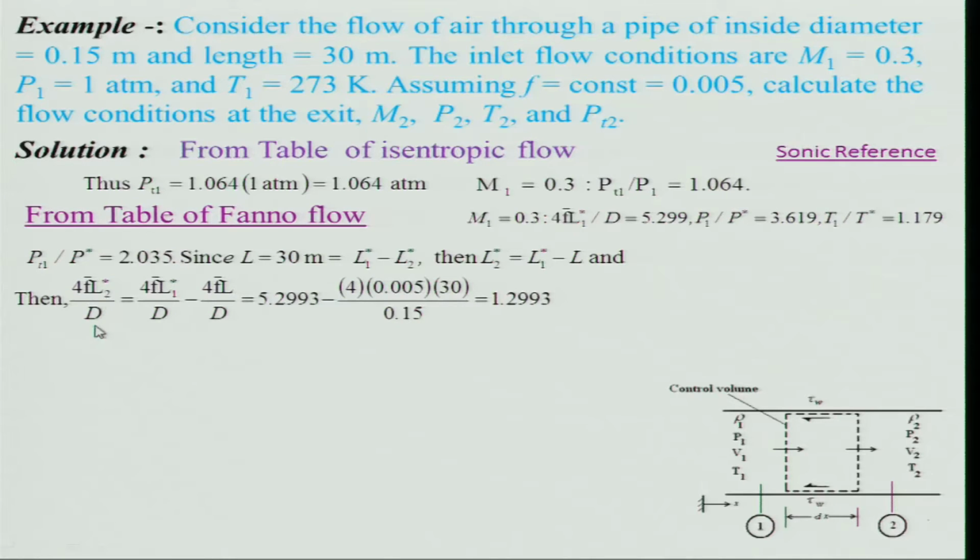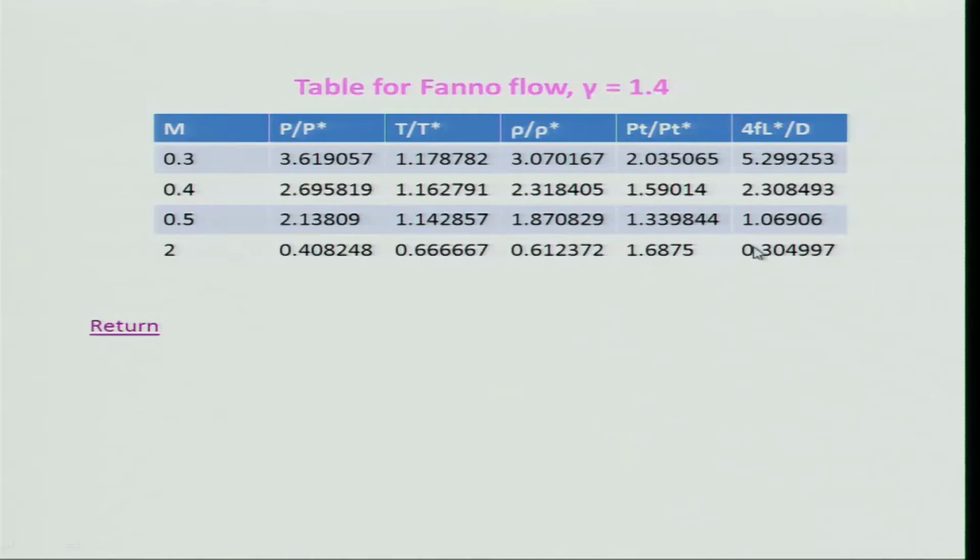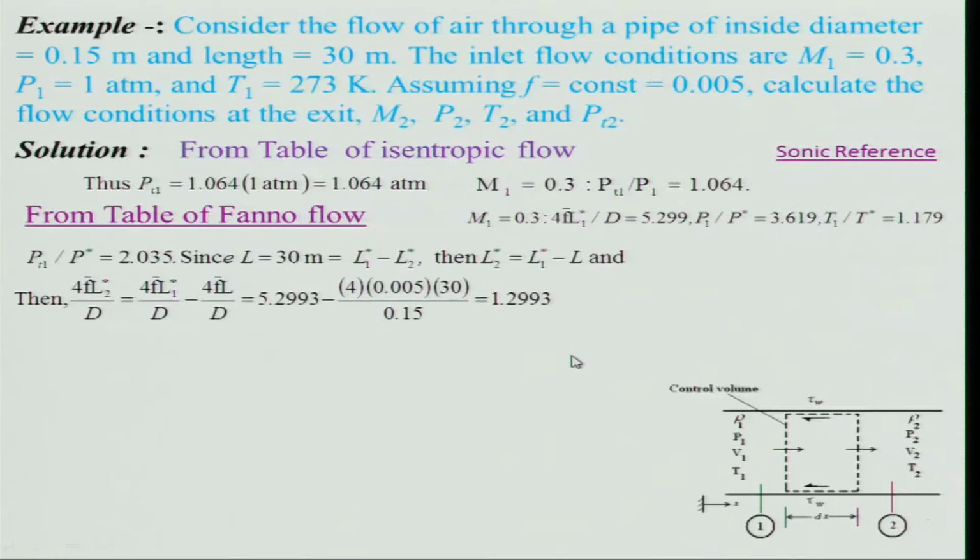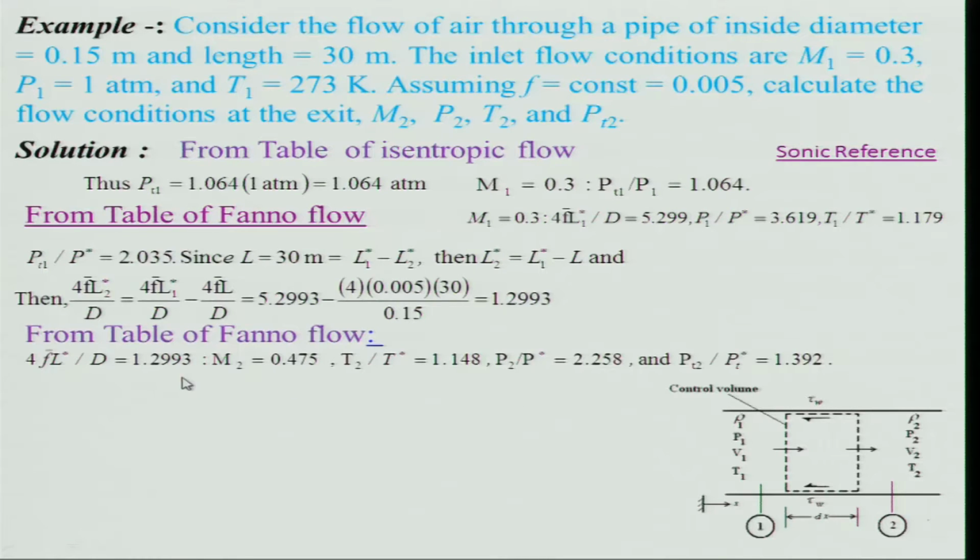And then I will estimate these values, what is that 4F L star kind of thing. If you go to this table, you will find these values lying between 0.5 and 0.4, because my value is lying between these for L2 star, right. So, then I will have to interpolate to find out what is the corresponding Mach number. If we do that, then I will get this Mach number is 0.475. Keep in mind that this is M2.